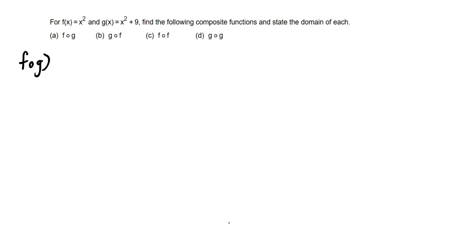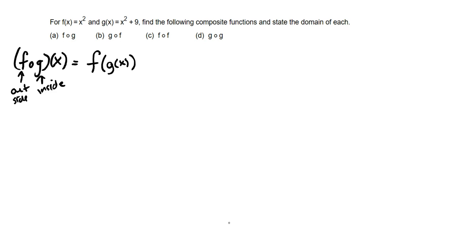F composed with g of x is an operation that substitutes one function inside the other function. F of x being written first is going to be our outside function, and g of x second is our inside function. So we can rewrite this as f of g of x. So we're substituting a g of x inside f of x, and g of x is x squared plus 9.